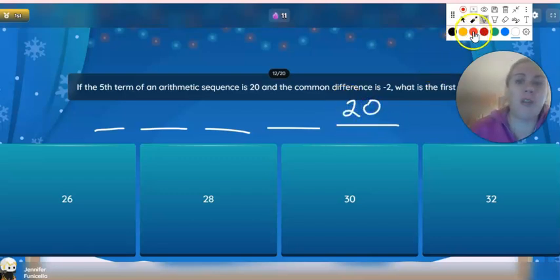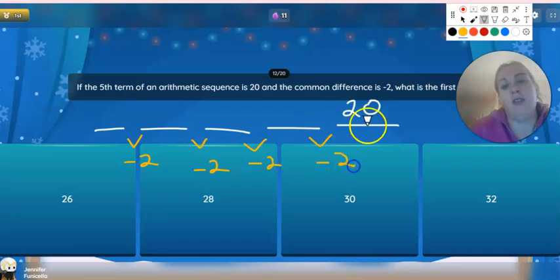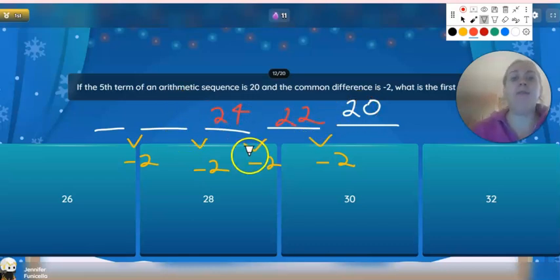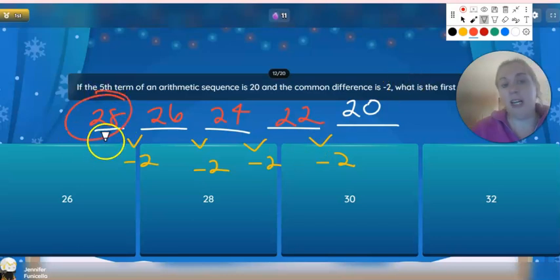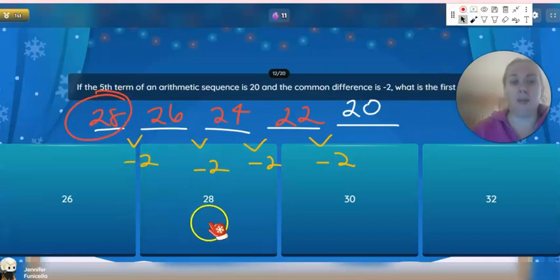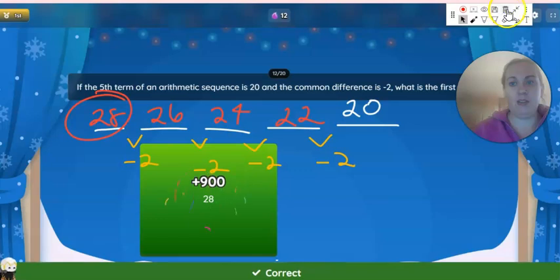If the fifth term of an arithmetic sequence is 20, and the common difference is -2, what is the first term? So each time they were subtracting 2. So to go backwards, remember, we have to do the opposite. So we're going to add 2 to get 22, right? Because 22 minus 2 is 20. Add 2 to go backwards, we get 24. Add 2 to go backwards, we get 26. Add 2 to go backwards, we get 28. So we started with the 28, and then the fifth term would be 20 if we're subtracting 2 each time. Beautiful.